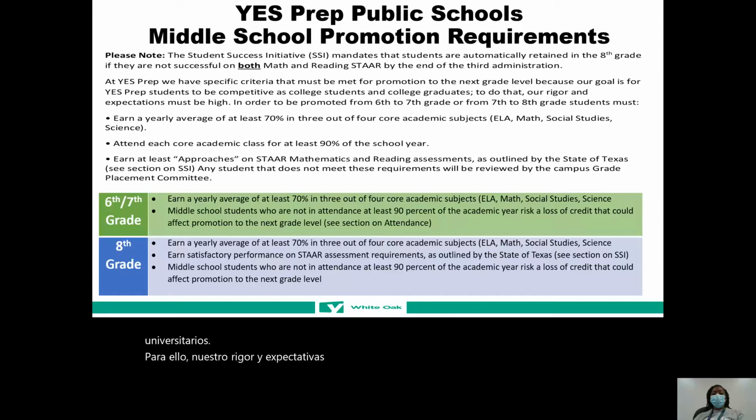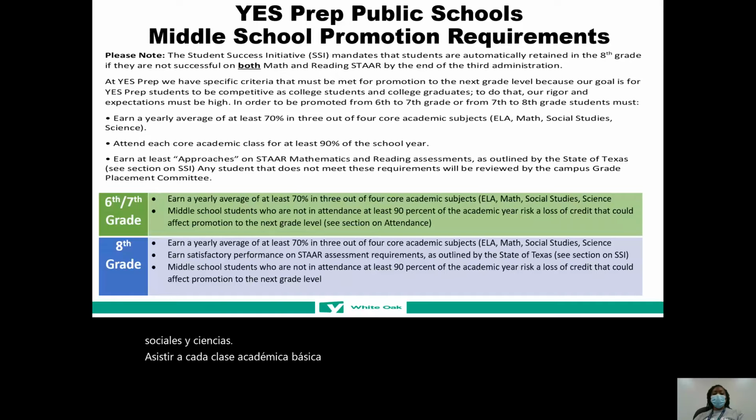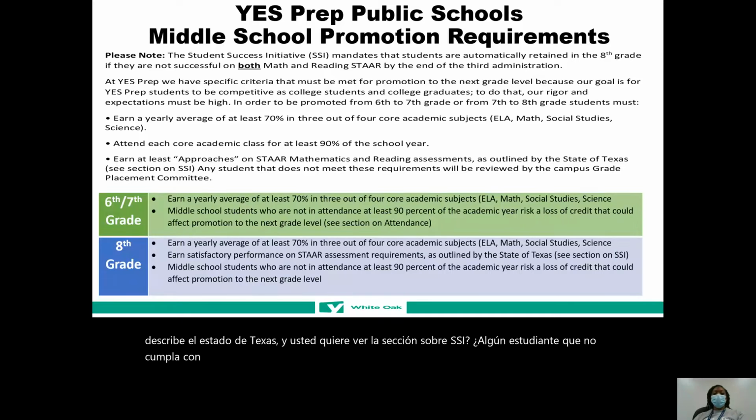In order to be promoted from 6th to 7th grade or from 7th grade to 8th grade, students must, one, earn a yearly average of at least 70% in 3 out of 4 of their core academic classes. Core classes are ELA, math, social studies, and science. Two, attend each core academic class for at least 90% of the school year. Three, earn at least approaches on STAR mathematics and reading assessments as outlined by the state of Texas, and you want to see the section on SSI. Any student that does not meet these requirements will be reviewed by the Campus Grade Placement Committee.